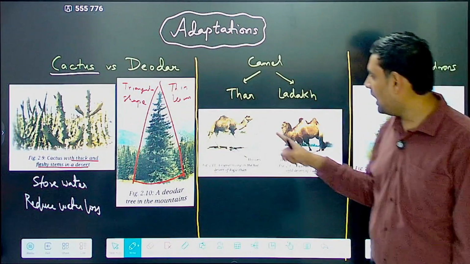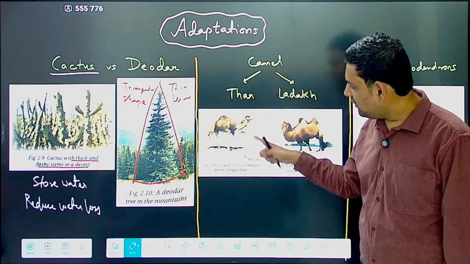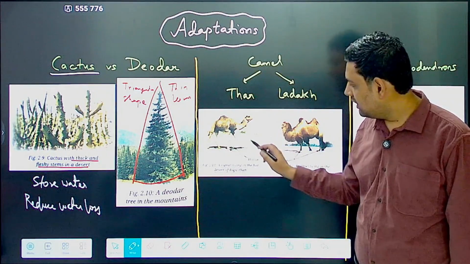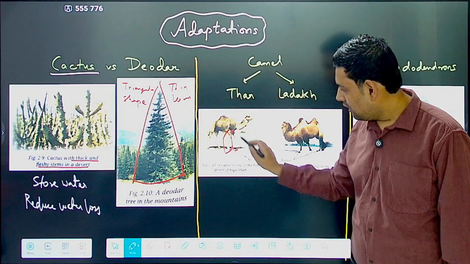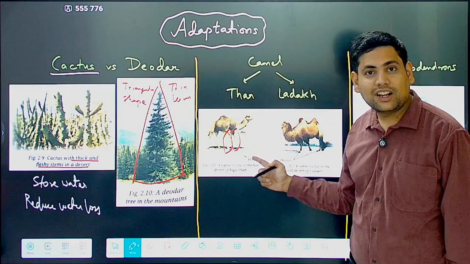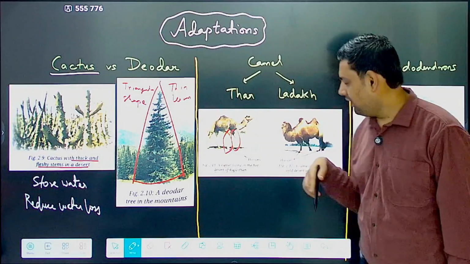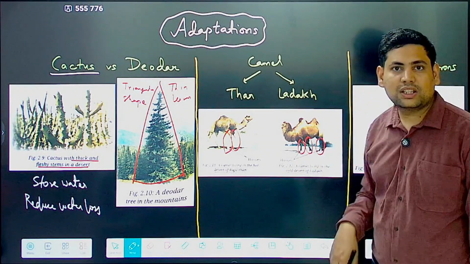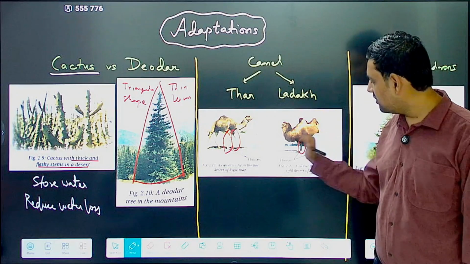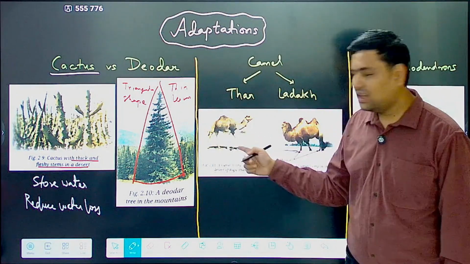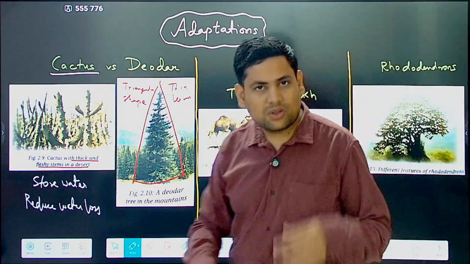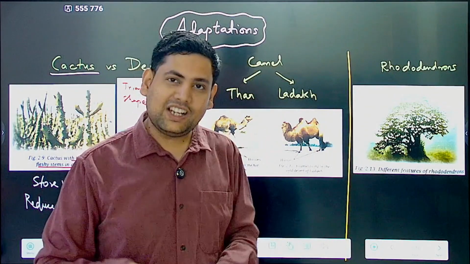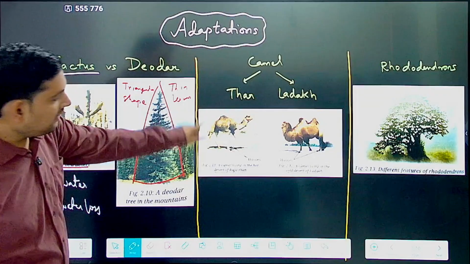Then it talks about camels. So it talks about the Thar and Ladakh camels. Now if you see the Thar camel here, hooves and all is fine. The main thing is the legs are very tall for the Thar camel. While if you see the legs here, there are short legs for this camel in Ladakh. Why is it so? Because the Thar camel has to travel on sand. So constantly its feet might be going inside sand. Now if the feet are too small, it will get stuck. That's why it has very long legs.